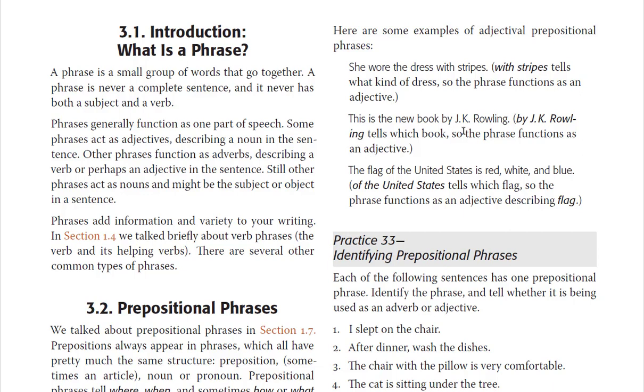This is the new book by J.K. Rowling. By J.K. Rowling tells which book. So the phrase functions as an adjective. The flag of the United States is red, white, and blue. Of the United States is a prepositional phrase, and it modifies which flag we're talking about, like from which country. Since it modifies flag, the prepositional phrase functions as an adjective describing flag.